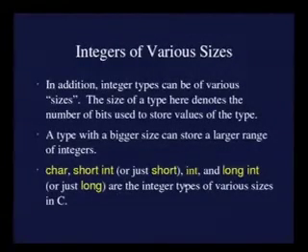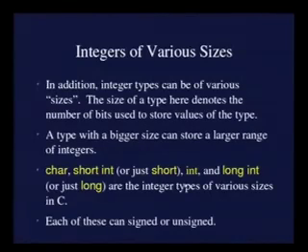The different size integer types in C are char, short int, which can be used as just short, int, and long int. Long int is the same as just long. They are the integer types of various sizes in C. We'll discuss their sizes in a minute. And in addition, each of these can be signed or unsigned.